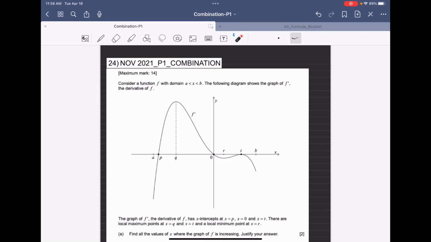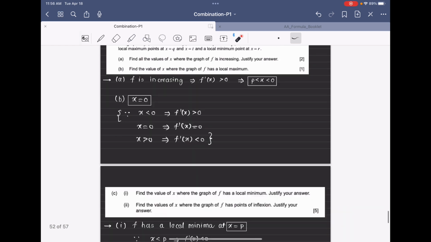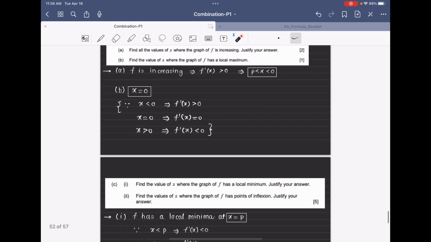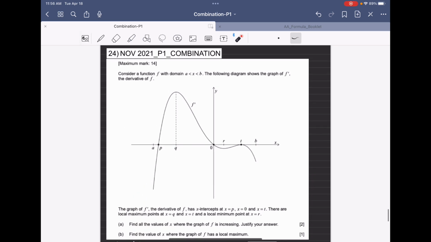May 2021 paper 1 combination. This problem will cover maxima, minima, increasing and decreasing function as well as area under the curve, that is definite integration. Let's start with the first part.